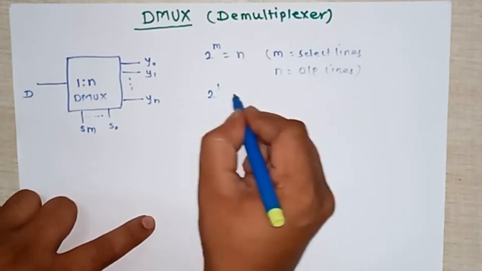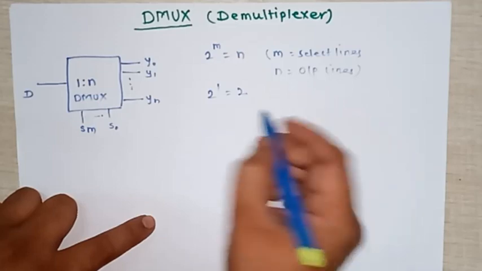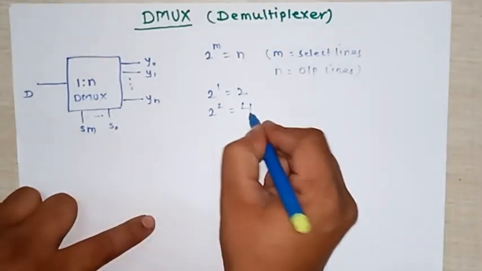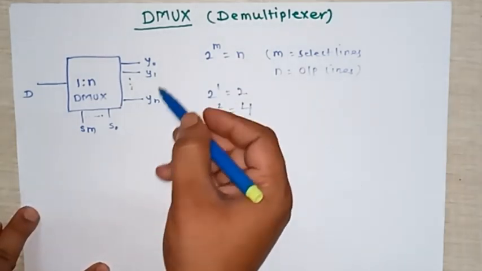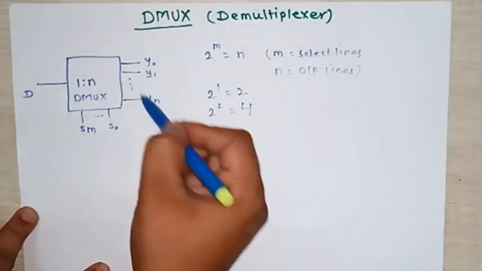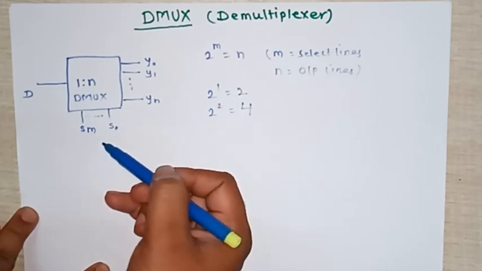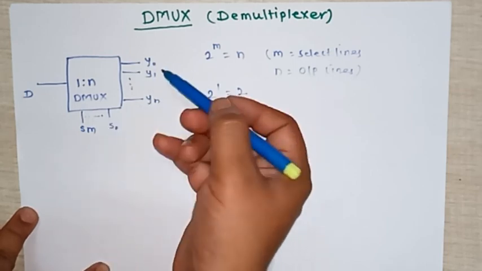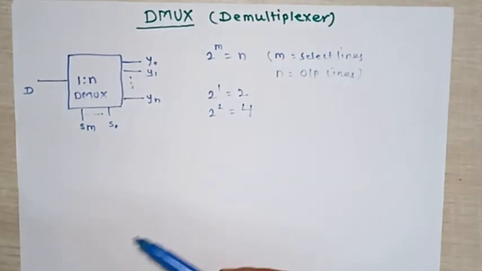Suppose we have a single select line, how many outputs are there for the demux? That is 2. If we have 2 select lines, we get a total of 4 output lines. In this way we can find either the number of output lines or the number of select lines. If we know any one of them, we can find the other one.